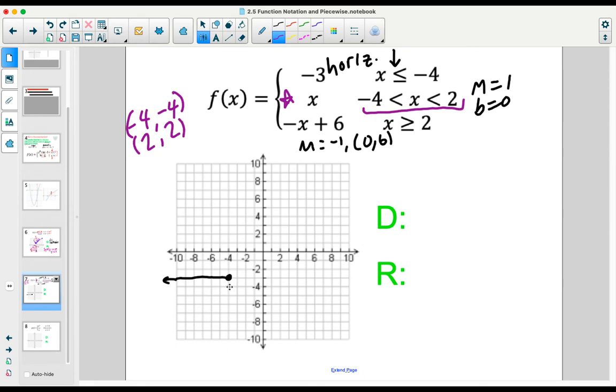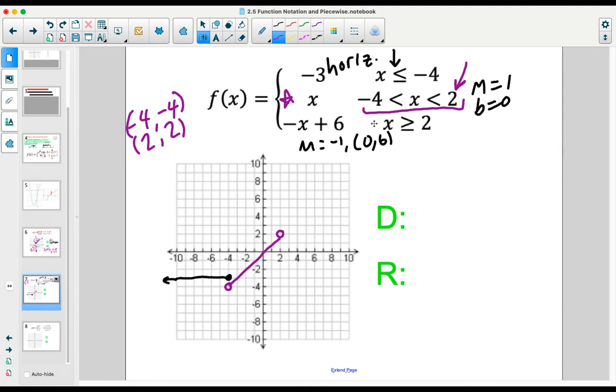and I'm going to have an endpoint at 2, 2. Now, when I draw those two endpoints, because this is not an inclusive inequality, it's not including -4 and 2, I want to make sure that I put my open circle there, and I put my open circle there. And I get my straight line segment that goes through the origin from one end to the other.